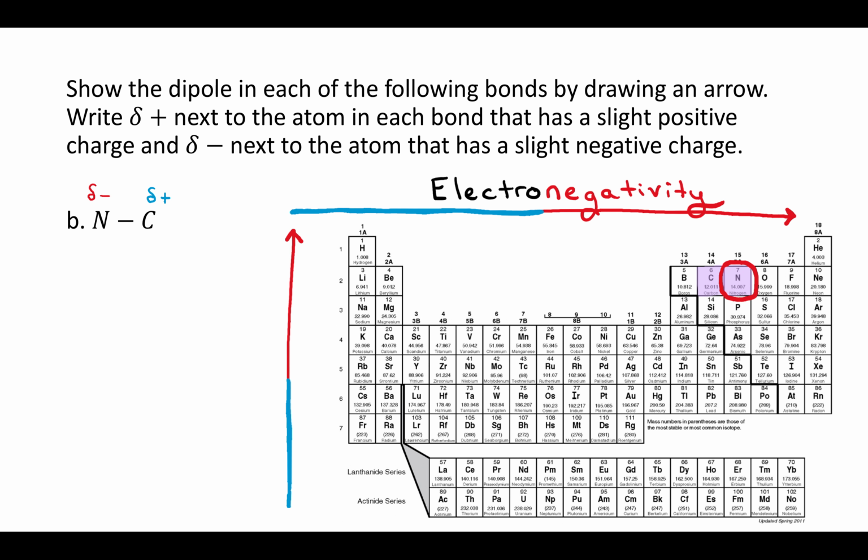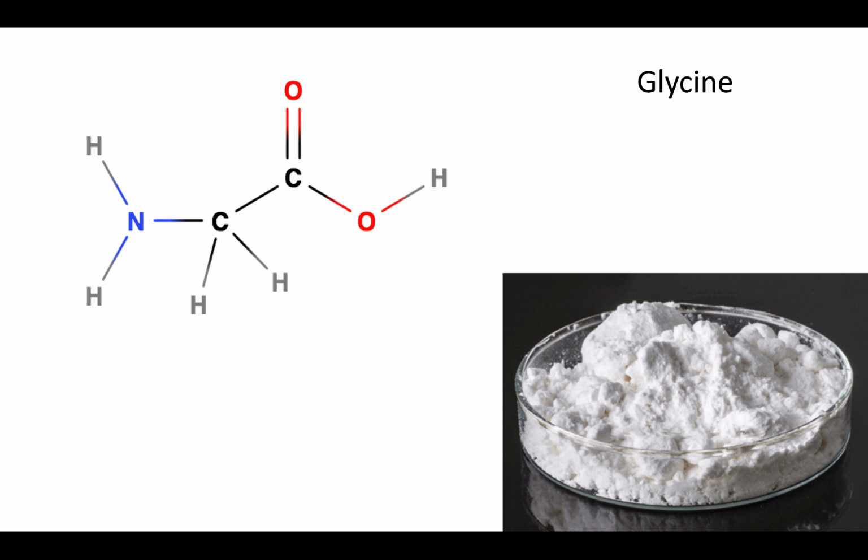So the more electronegative atom gets a slightly negative charge, and the atom it's bonded to becomes slightly positive. You could also draw that with an arrow. The arrow points in the direction of where the electrons are going, toward the more electronegative atom, and the tail of the arrow gets a little plus charge. And that is the dipole in this bond. Where would you have that dipole?